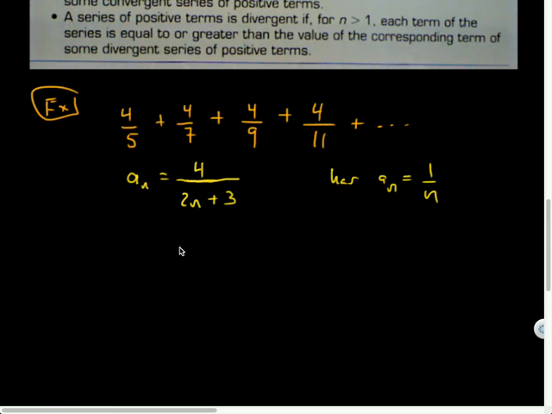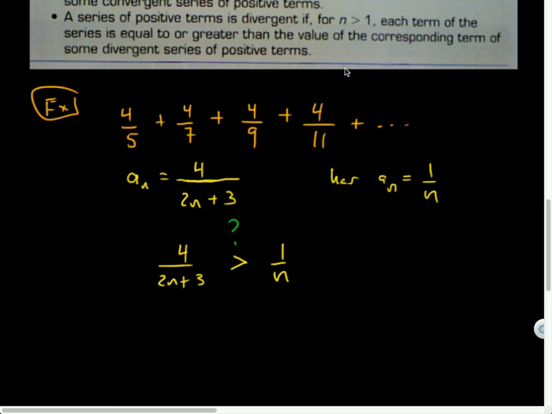How does 4 over 2n plus 3, is it bigger than 1 over n? Yes, for values of n greater than 1. So let's plug in 1. 4 over 2 plus 3 is 4/5, or 0.8. Is that bigger than 1 over 1? No, not in that case. Well, that's for when n equals 1. I'm supposed to try only the ones greater than 1.